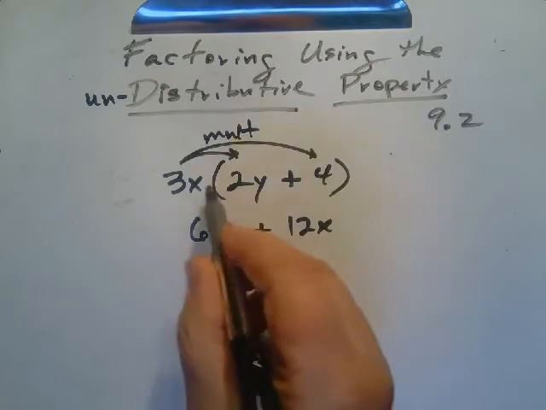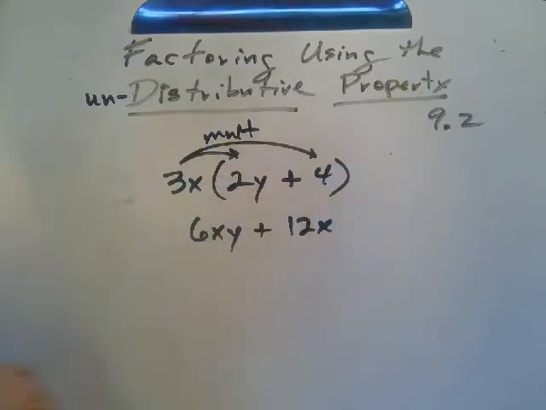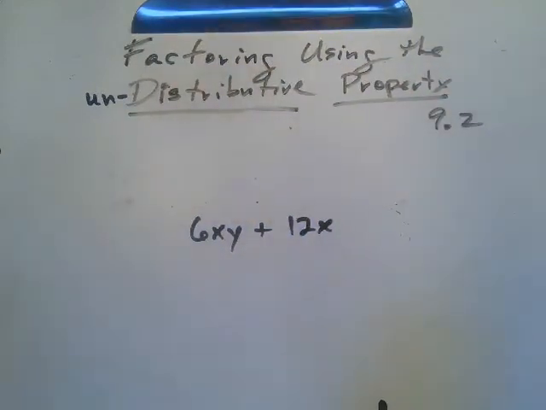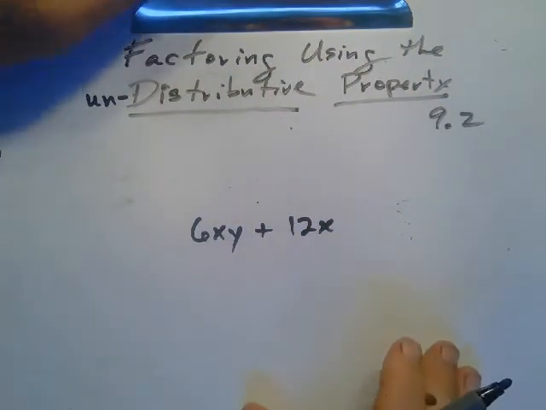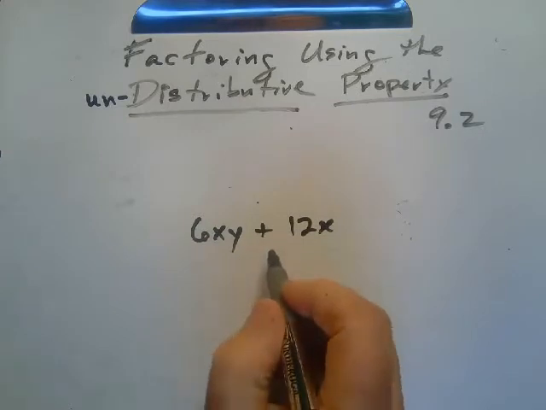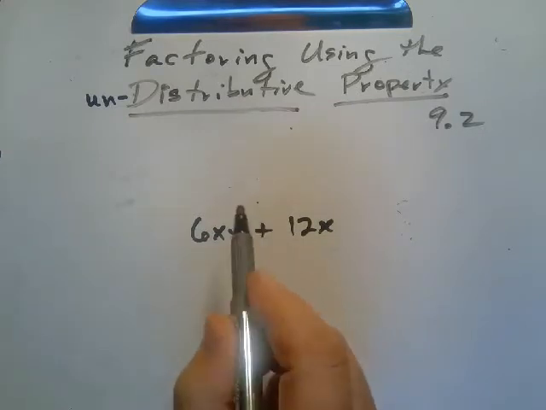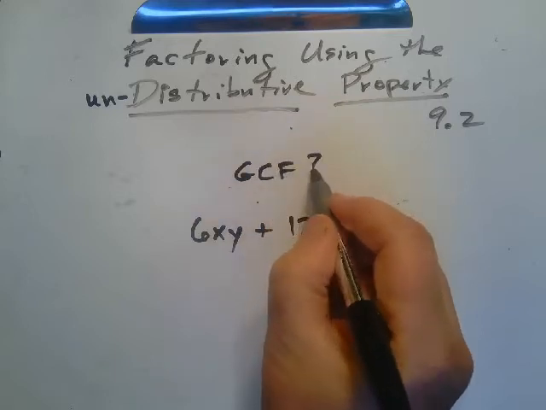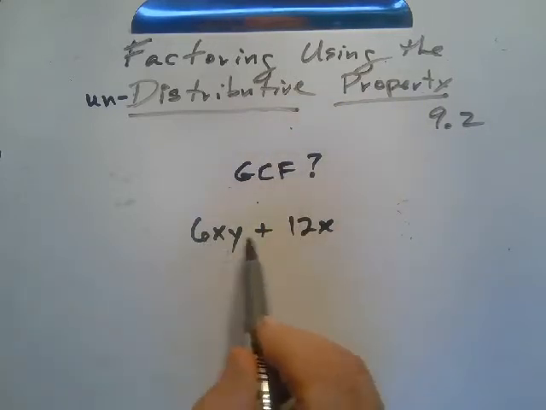So let's pretend that you didn't see this anymore. In fact, I'm going to erase this one up here. And I'm going to ask you to factor this. Or you might just think of it as undistributing. And in order to do that, we have to ask ourselves the question: what is the greatest common factor? What goes into both of these?